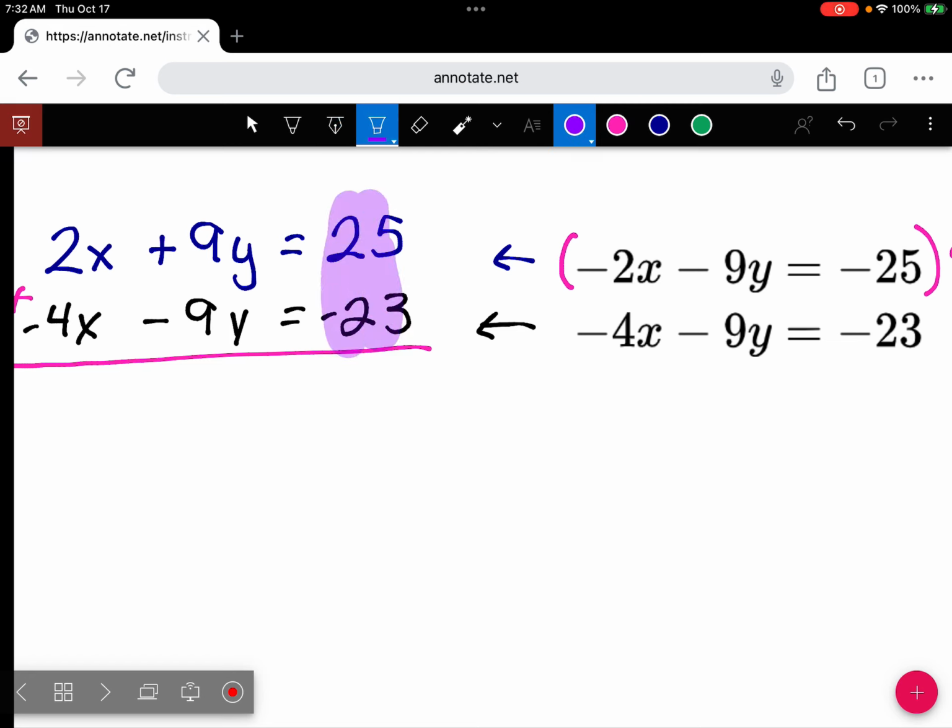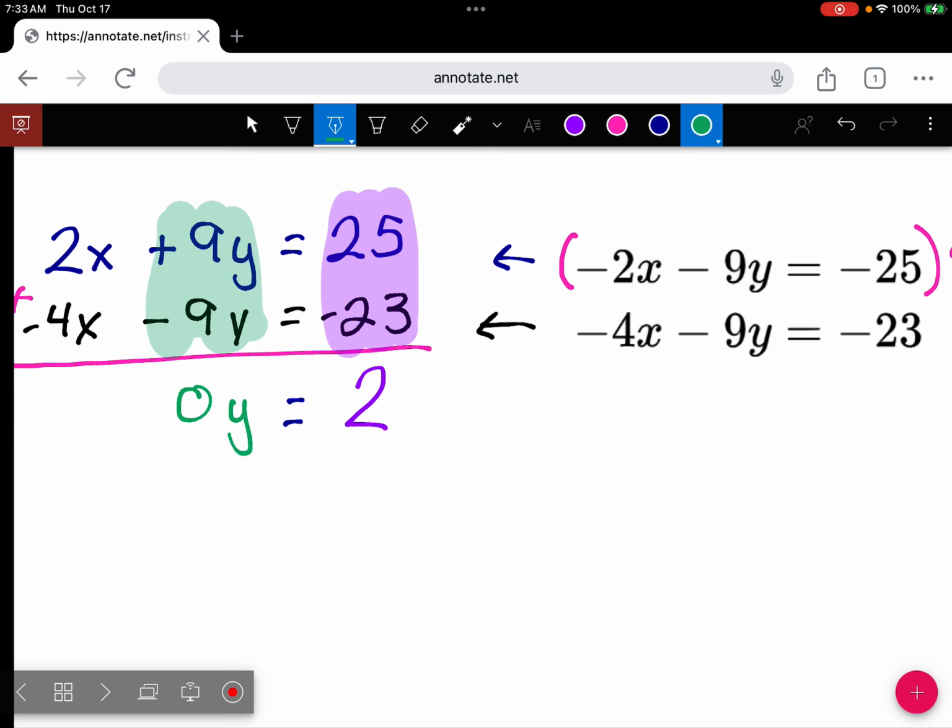So I'm going to have my 25 plus -23. What is 25 plus -23? 2. We've got our 9y plus -9y. What is 9y plus -9y? 0 y's. And we have 2x plus -4x.